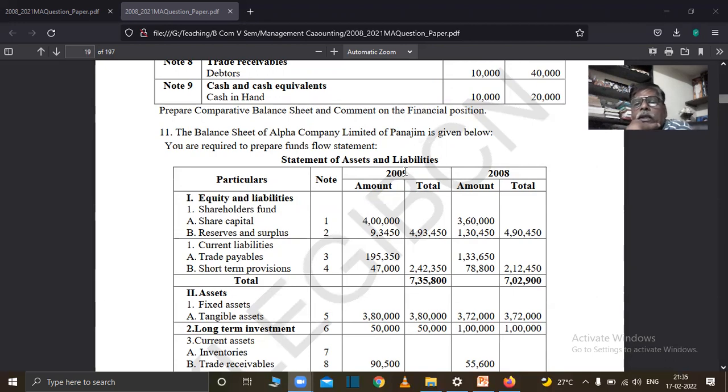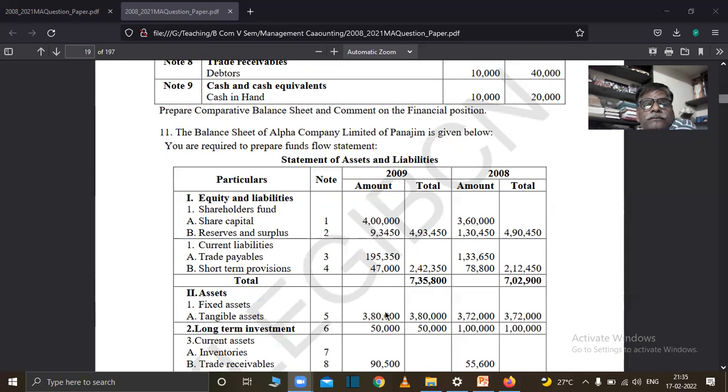Previous year you write first, current year write next column. Okay. And regarding fund flow statement, you have to complete the 4 steps. That 4 steps are: one is schedule of changes in working capital. Second is you have to prepare the required accounts. Third, funds from operation. Last, fund flow statement.